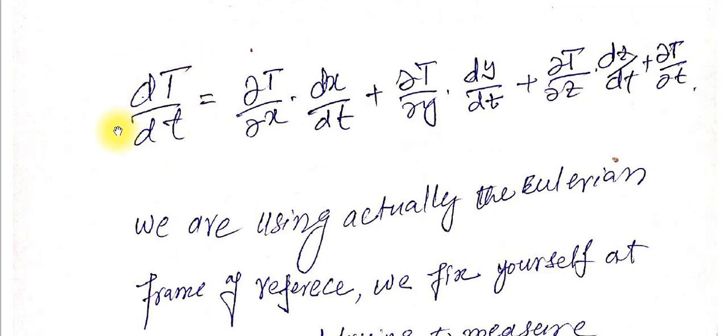We call this the total derivative, substantial derivative, material derivative. We call this the left hand side the total derivative. We call this the substantial derivative, or we call this the material derivative. And look at this one. Now this is the partial derivative.